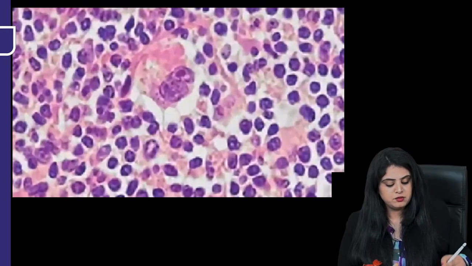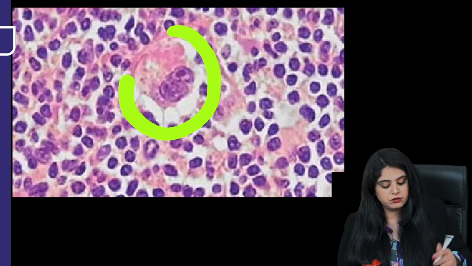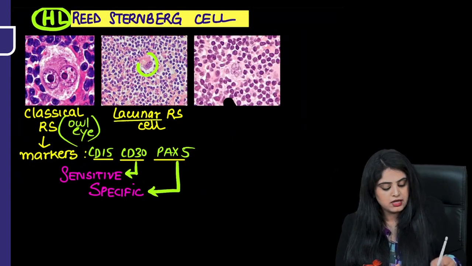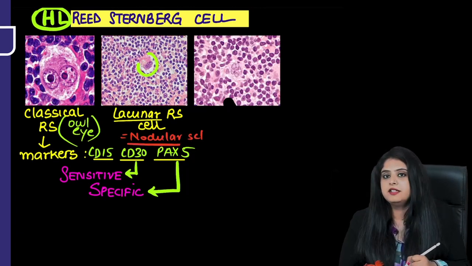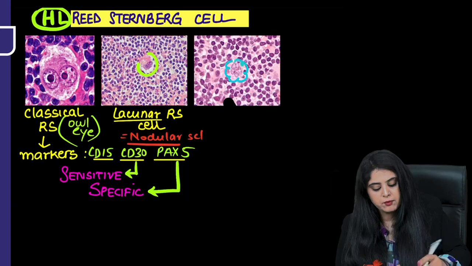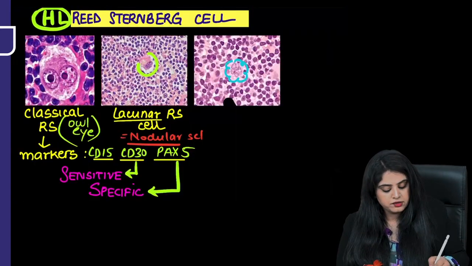However, in the next picture, I see there's a white area around it. There's a lacuna around it. So where do you see lacunar RS cells? Guys, rhyme it: lacunar RS cells are seen in nodular sclerosis. Lacunar RS cells are seen in nodular sclerosis. The last one, the RS cell has started looking like a popcorn. Where do you see the popcorn RS cell? Can you see the popcorn over here?